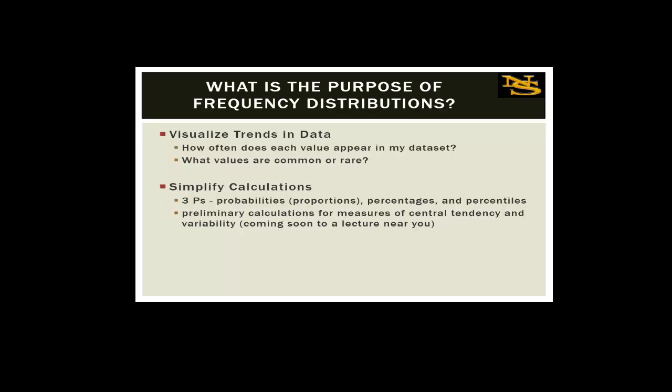So in a full frequency distribution table, you will be calculating the probability or proportion. Those two terms can be used synonymously with each other. Percentages and percentiles. And I'll break down what all three of those P's mean here in a minute. Then you can also simplify calculations that you need to do for measures of central tendency and variability. So by putting your numbers into tables, you can prevent mistakes and make calculations much easier compared to trying to manipulate 100 numbers that are just spread out all over the place and not placed into any organized fashion.